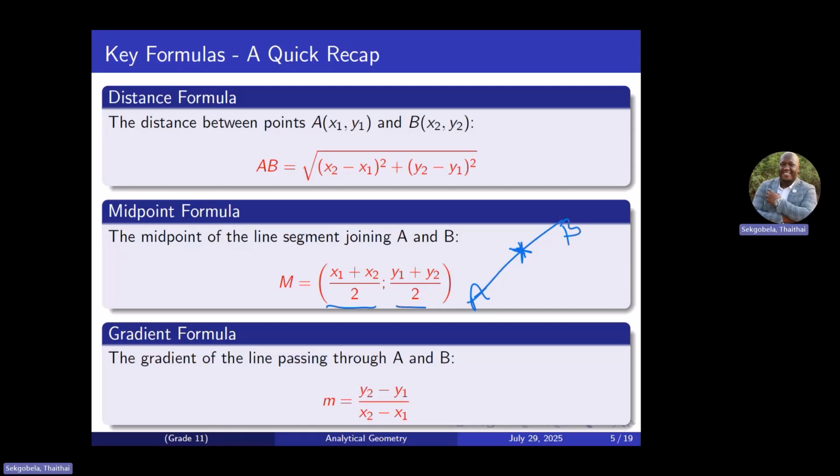Now we're saying to find that gradient, the gradient is y2 minus y1 over x2 minus x1. So the 2 points that are given, this point and this point, from there you will get the gradient of this line. So these are some of the things you have done before.